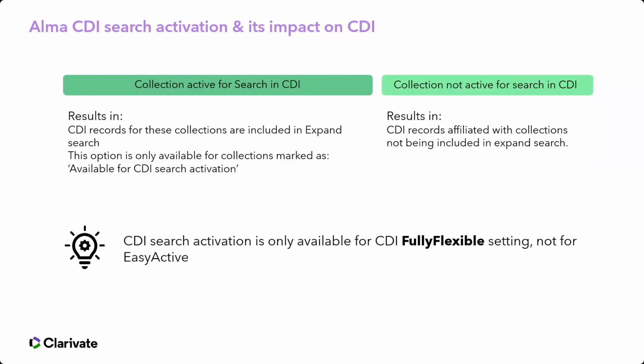Let's go to the next slide, because we also have an overview for the search activation. Again, this is only relevant for fully flexible, not important for easy active, because you don't need to do any search activation. But what can you do in terms of search activation? A collection can be active for search, or it can be not active for search. If it is active for search, it will show up in the expand search. If it's not active for search, it will not be found in the expand search. So if you are a fully flexible customer, you have these search activation options, and this is what the impact will be on CDI.